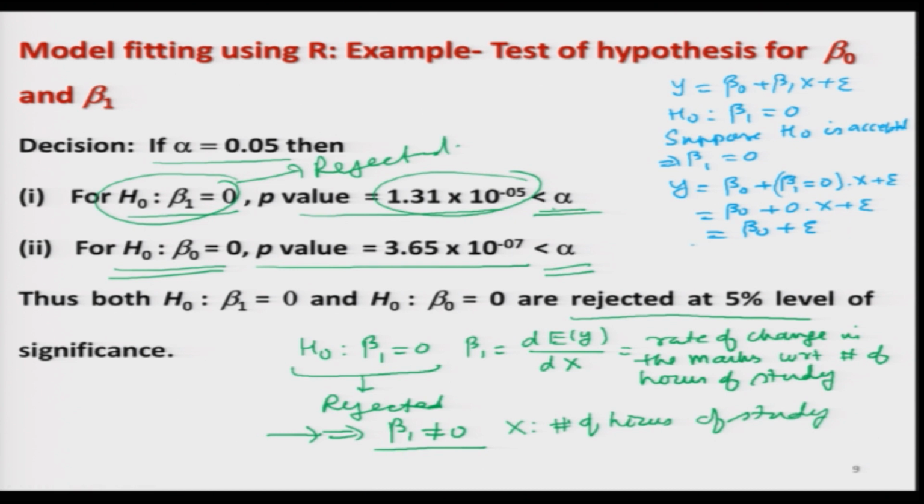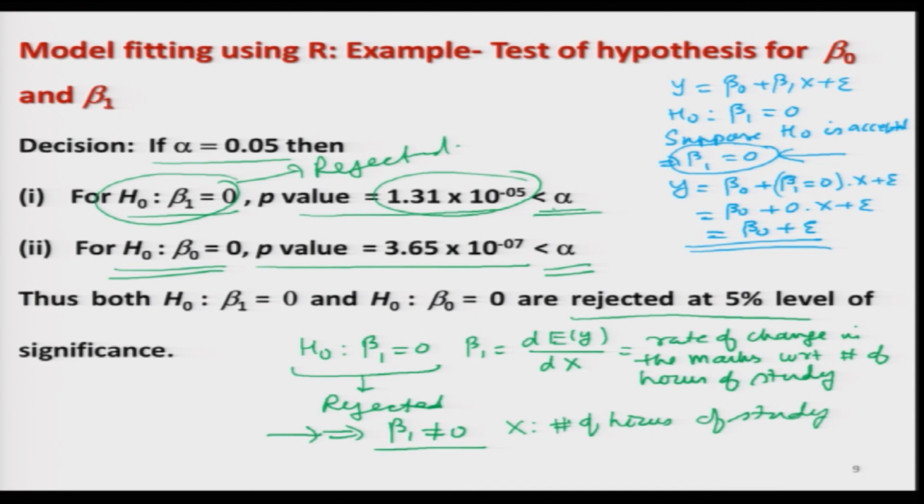So, now you can see that in this model there is no role of x. Also, if you accept the hypothesis H naught: beta 1 is equal to 0, since beta 1 measures the rate of change in the marks with respect to the number of hours of study, you are saying that practically there is no change in the marks of the student when the number of hours of study changes. That means the marks are independent of the number of hours of study. Whether the student studies or not, the marks are not going to be affected. Well, we all know that this is a wrong conclusion.